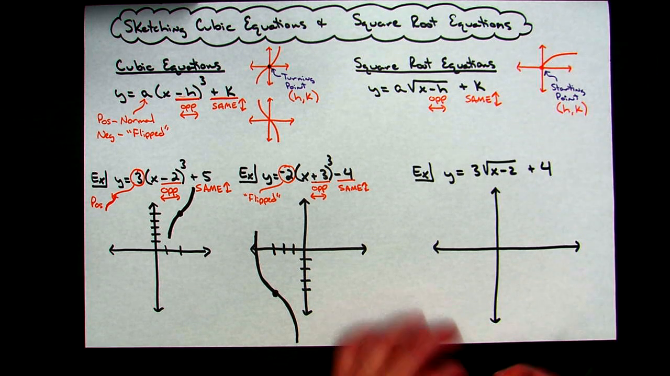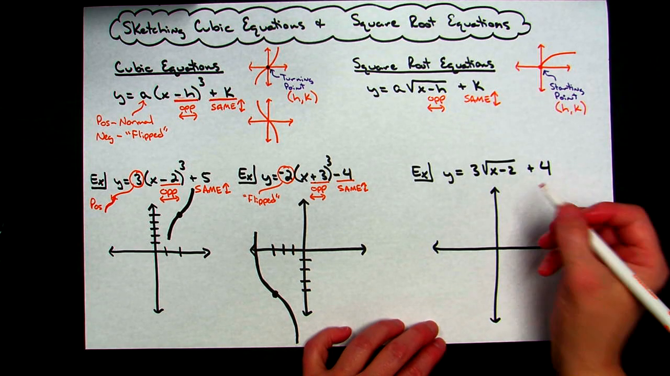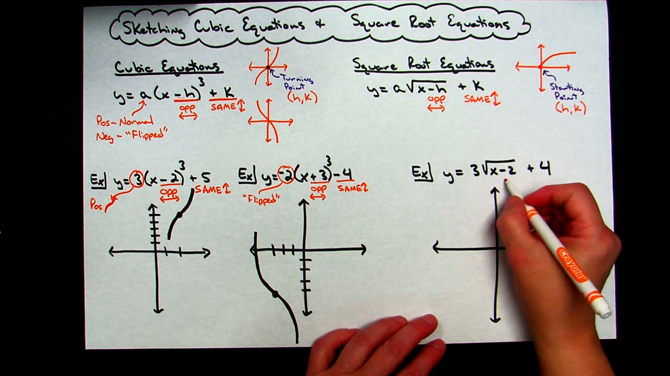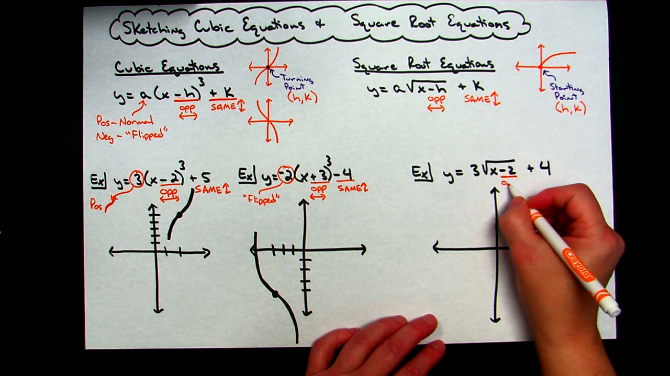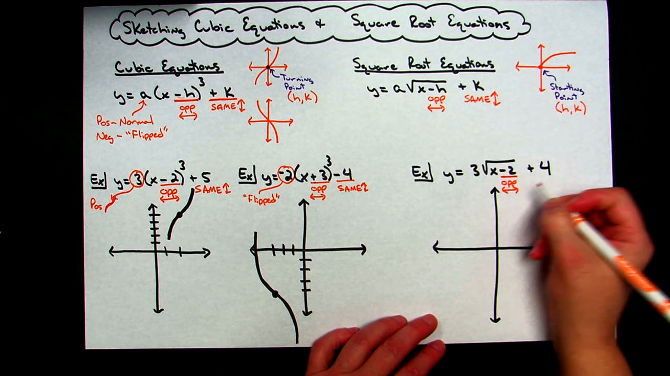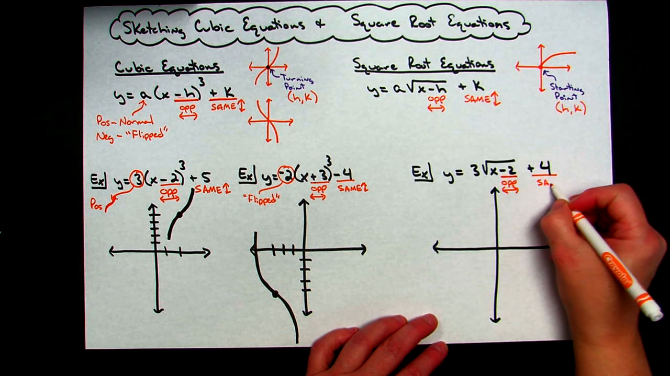Now I need to find that starting point. You could literally pull the point out and graph it and then go from there, or you could just do your translations here. That minus 2 is on the inside of the function. It's going to tell me how to shift opposite left or right. And then this plus 4 is on the outside. It's going to tell me how to shift the same up or down.